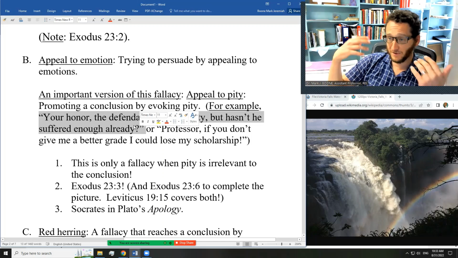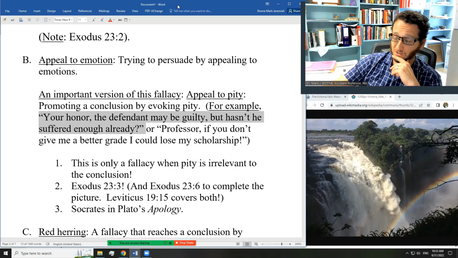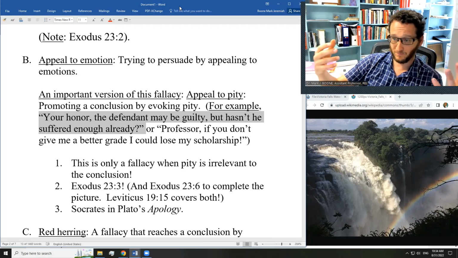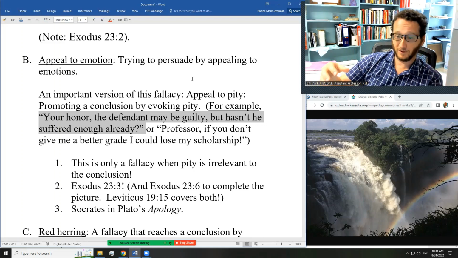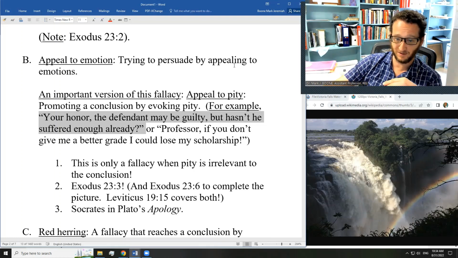Now, in some cases, the defendant may be guilty, but has probably suffered enough already. That might actually be a pretty good argument, particularly if the suffering involves time in prison while you're waiting for a final verdict in court, and it was a pretty minor crime. There are situations where this may not be a fallacious argument, but you sure don't want to make an argument like the defendant may be guilty, but hasn't he suffered enough already, when he suffered from hemorrhoid problems and he's a murderer of 12 people. Not a good argument. Usually an argument with this specific pattern is going to be an appeal to pity fallacy.